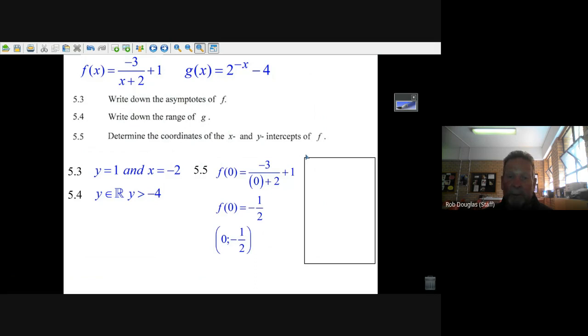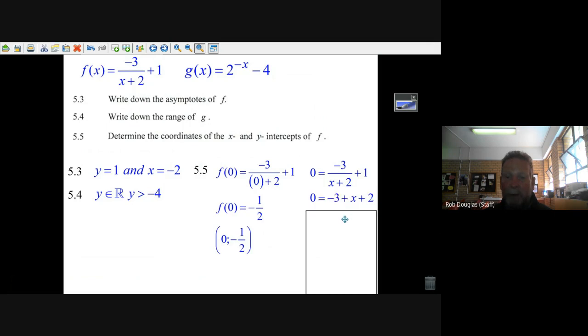Now, we just found the y-intercept by letting x equal 0. To find an x-intercept, we need to let y equal 0. Now, to solve this equation, some people have a little trouble with it. If I multiply everything by the denominator, x plus 2, it turns into this nice thing here. 0 times x plus 2 is 0. Minus 3 over x plus 2 times x plus 2, it cancels. You just get minus 3. And then 1 times x plus 2, well, that's just x plus 2.